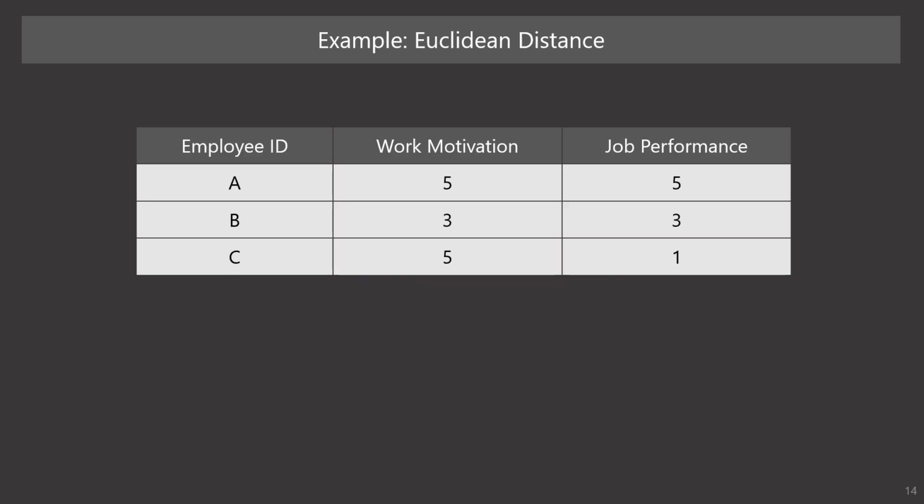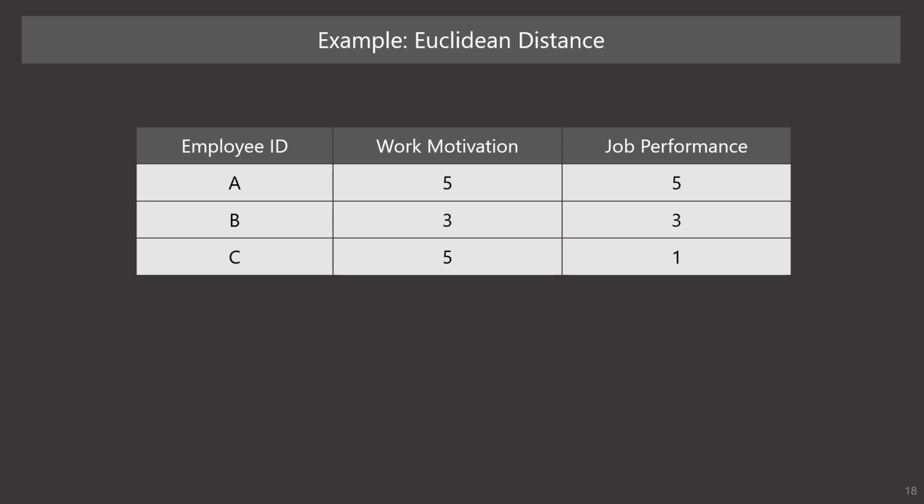Let's look at a simple example. Suppose we have employee data, which contains data of work motivation and individual job performance. Both are evaluated by 5-point Likert scale. There are many more observations, but let's look at only these three employees. As we can see, employee A is high in both motivation and performance. Employee B is moderate in both motivation and performance. Employee C is high in motivation, but low in performance.